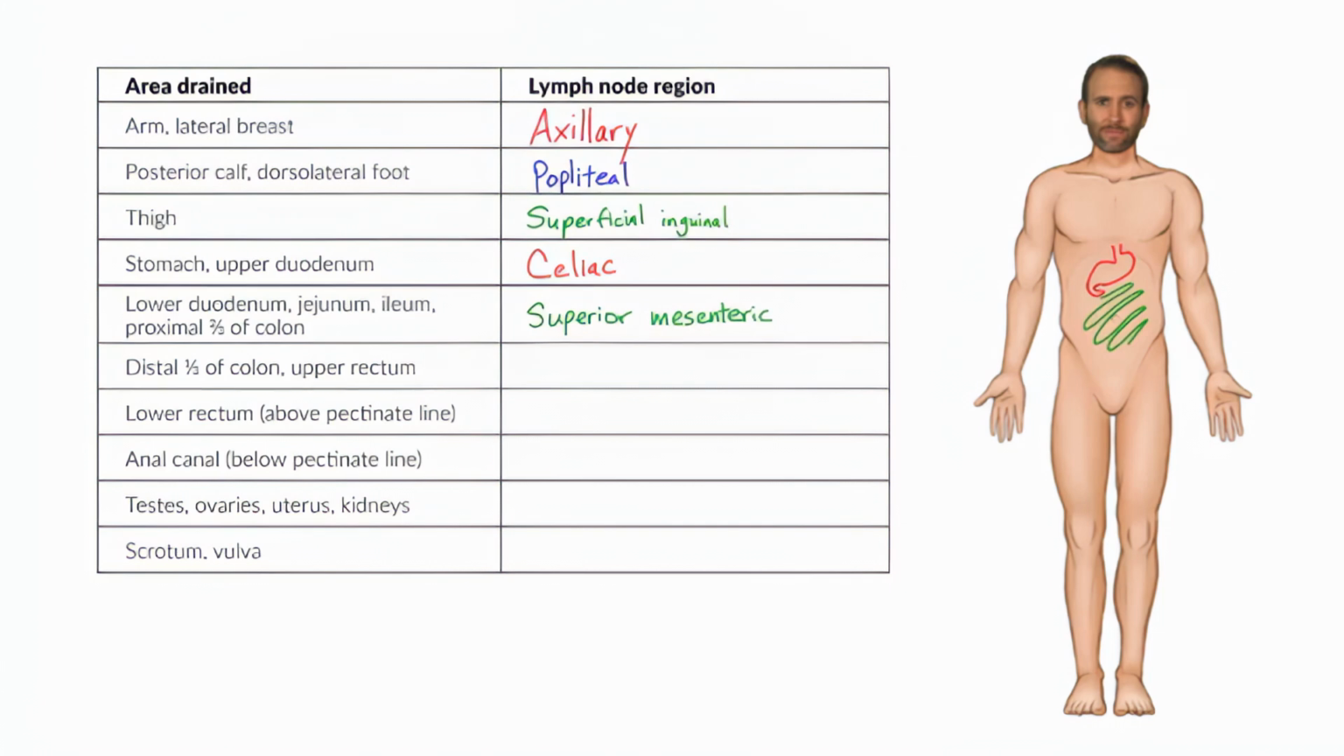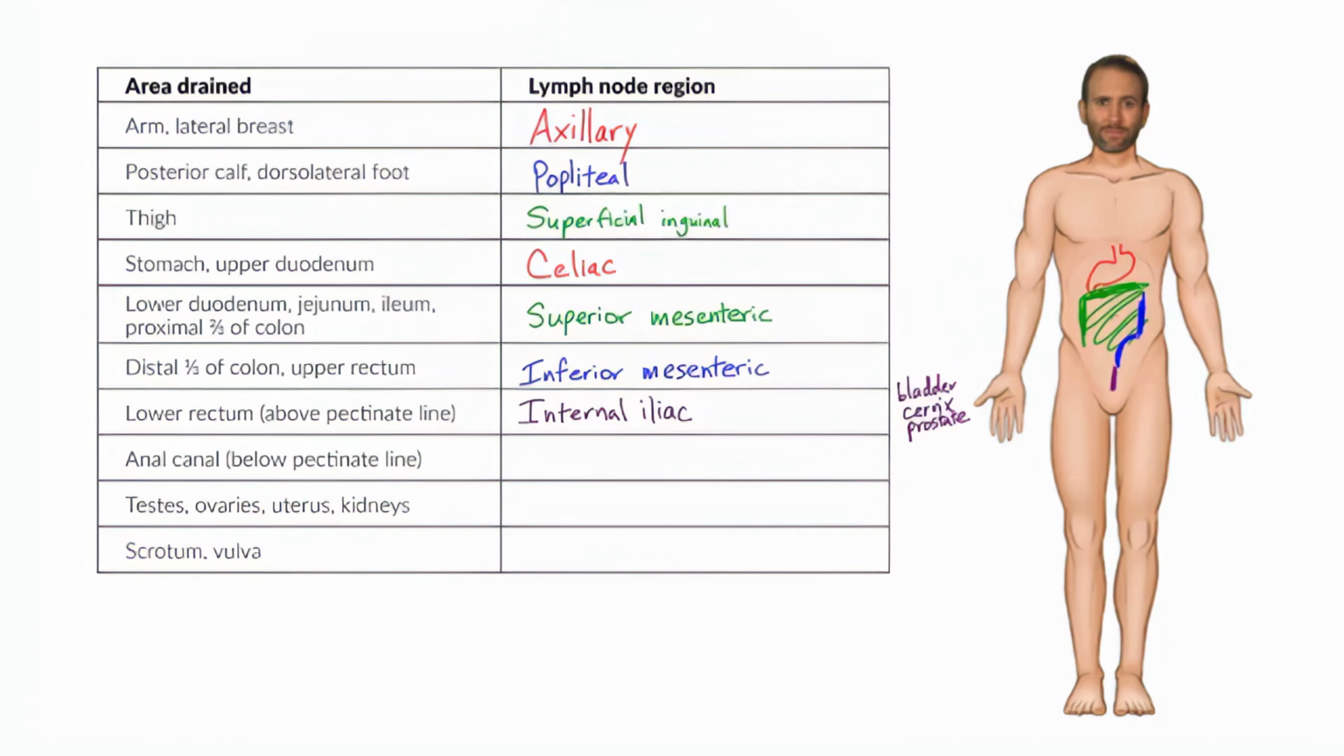And then the proximal 2/3 of the colon, from the cecum to the splenic flexure, drain to the superior mesenteric nodes as well. When you get to the distal third of the colon, the descending colon and the sigmoid colon, and the upper part of the rectum, all of that drains to the inferior mesenteric nodes. The lower rectum and the anal canal above the pectinate line drain to the internal iliac nodes, along with the urinary bladder, the cervix, and the prostate.